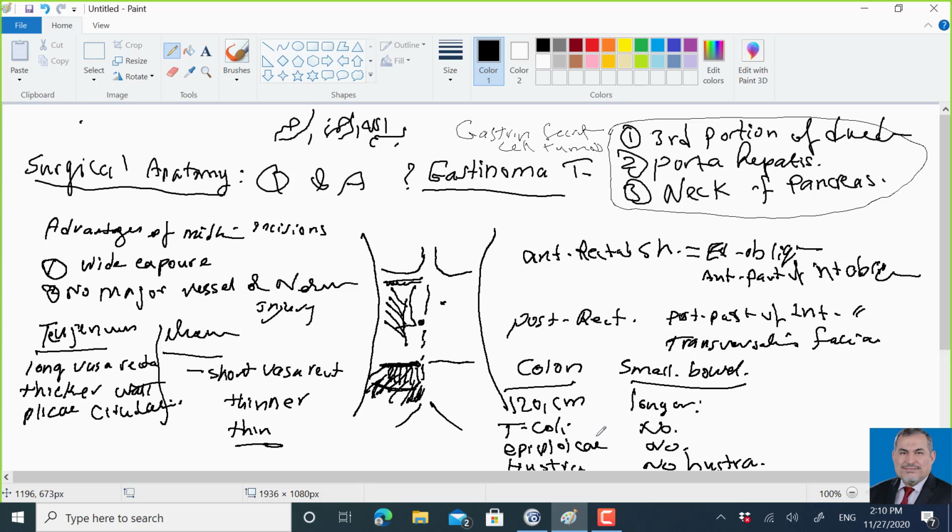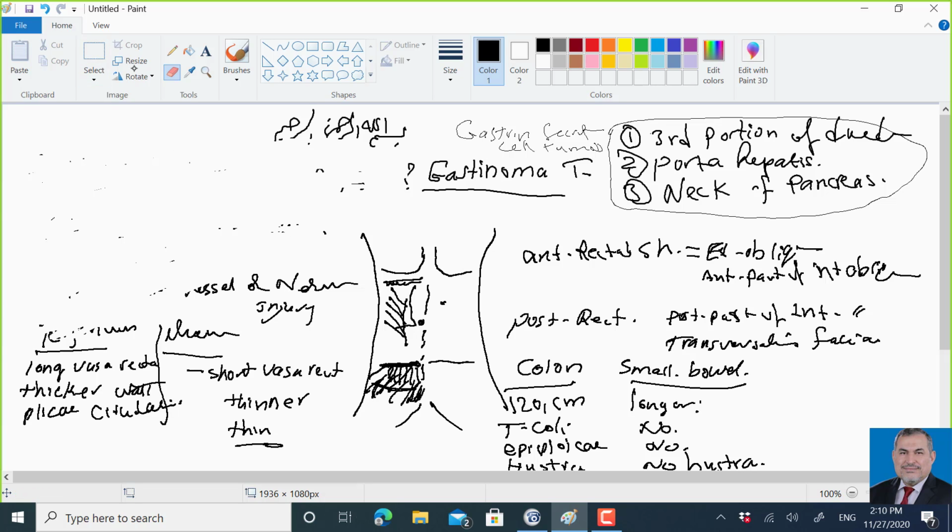What is the Hilton's white line? Hilton's white line is between the external and internal anal sphincters.